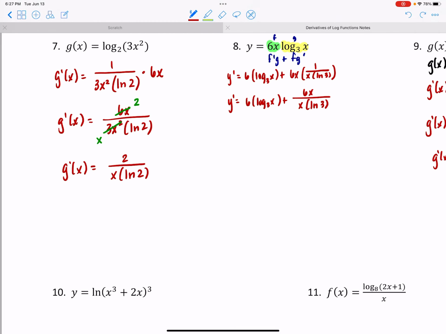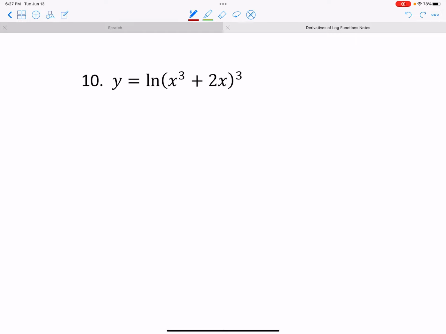Alright, so moving right along, let's look at number 10 here. Again, it's a natural log. If we're taking the derivative for a natural log, it would just be 1 over x, but this is not just an x. This is going to be a lot like the last one where we have to use the chain rule twice. So y prime is going to be the natural log, natural log of this thing will be 1 over, instead of x, it's going to be x cubed plus 2x squared.